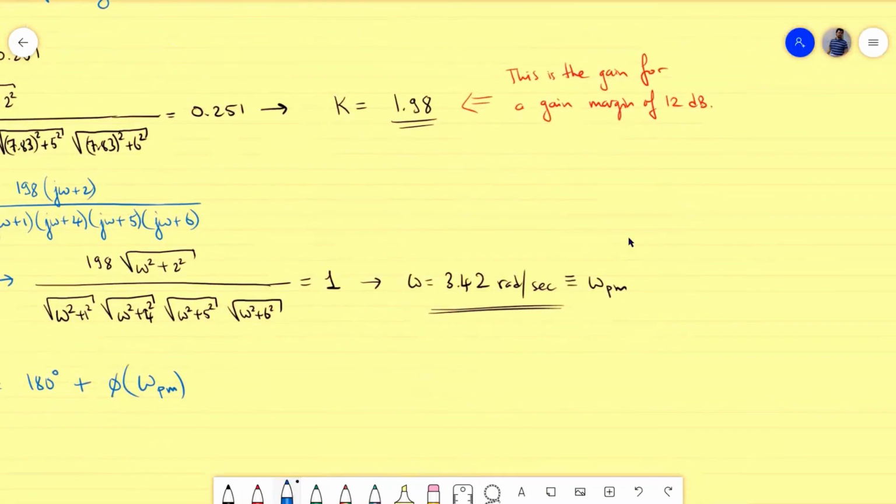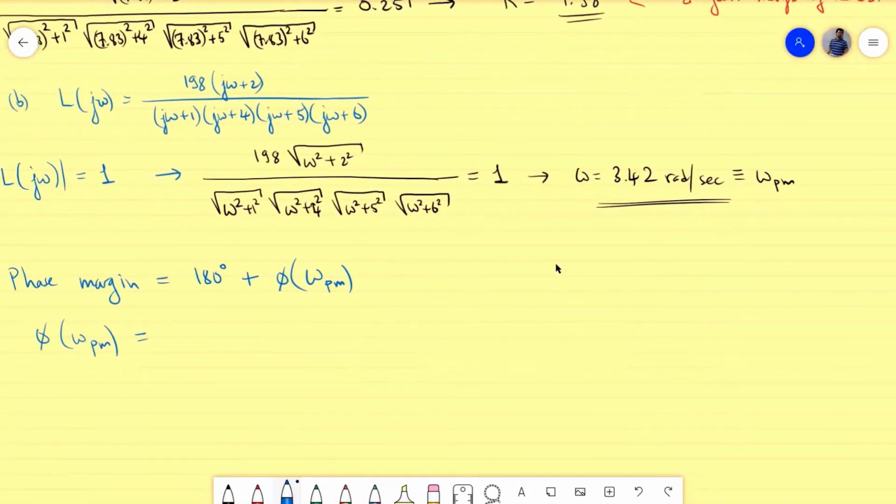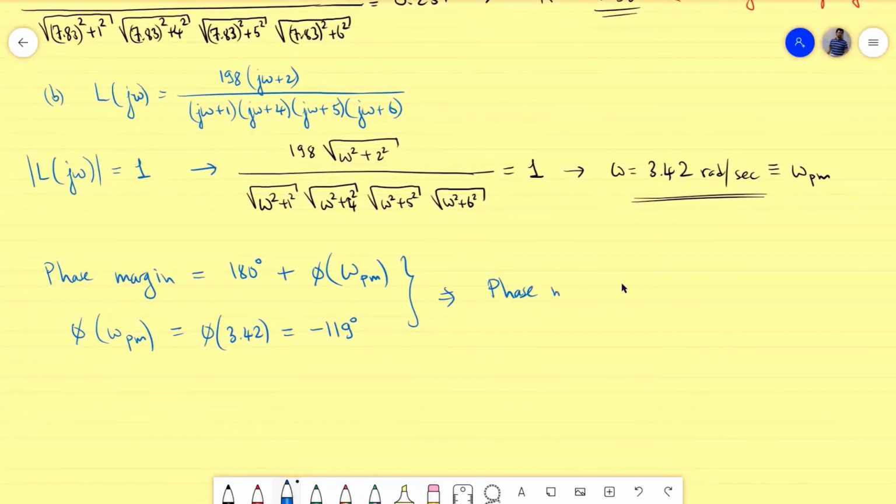You can do the math for yourself. It's not really that difficult, so I will just write it down. If you do the math here for yourself, you will get very close to minus 119 degrees. Now, if I substitute that in the expression here, I will get a phase margin of 180 minus 119. It will result in 61 degrees as a phase margin.